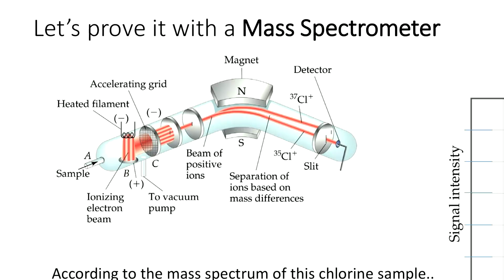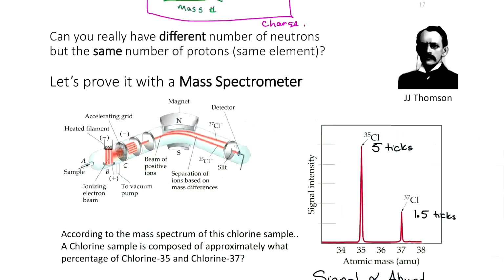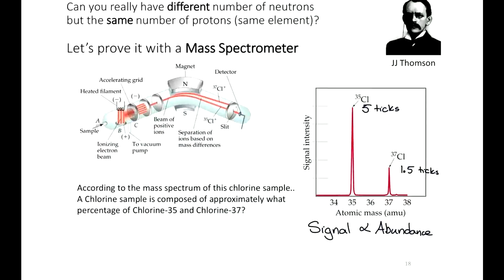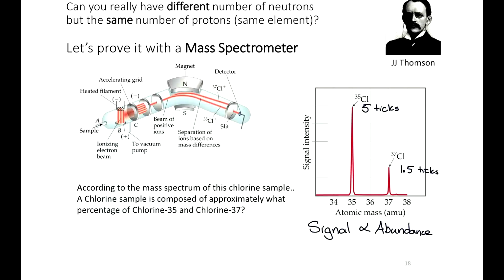But the idea here is, just put a charge on these atoms, send them through a magnet, and they get deflected differently. And so we are able to collect the signals that come from here and deduce how much of your sample is each of these isotopes. So with a mass spectrometer, we can split up isotopes with different masses.